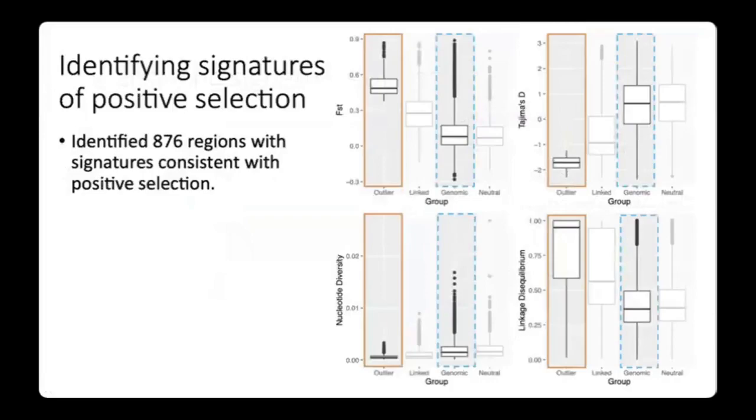So here we note that regions under selection, which are highlighted in orange, show an increase in differentiation relative to the genomic background, which is highlighted in this blue dashed line. Our outlier regions also had lower measures of Tajima's D relative to the genomic background. They had a reduction in diversity relative to the genomic background and also showed elevated levels of linkage disequilibrium relative to the genomic background. And overall, these patterns suggest that we're on the right track for identifying potential regions under positive selection.